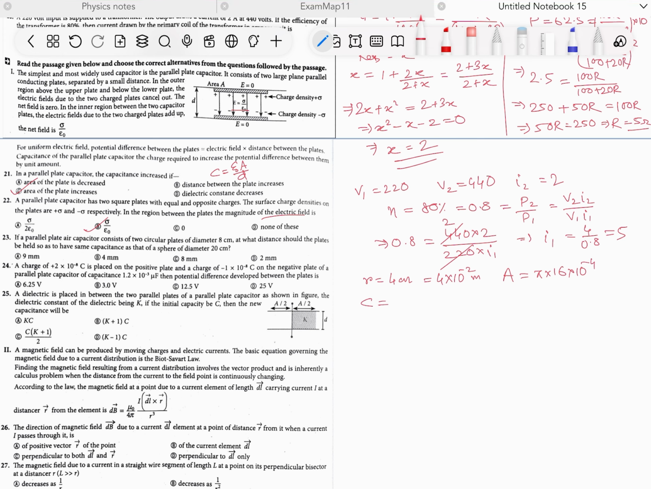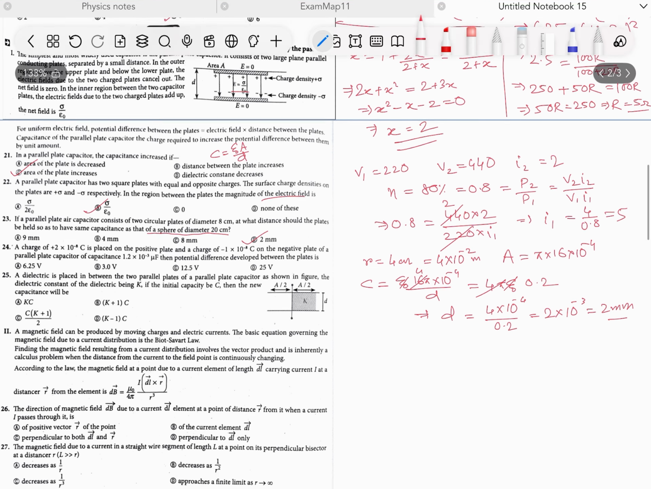So capacitance C equal to epsilon 0 into 16 pi into 10 to the power minus 4 by D, which is exactly equal to the capacitance of a sphere of diameter 20 centimeter, means 4 pi epsilon 0 into 0.2. So 4 pi cancels out, epsilon 0 cancels out. So D equal to 4 into 10 to the power minus 4 divided by 0.2. So it means 2 into 10 to the power minus 3, means 2 millimeter. 2 millimeter will be the right answer. Okay.